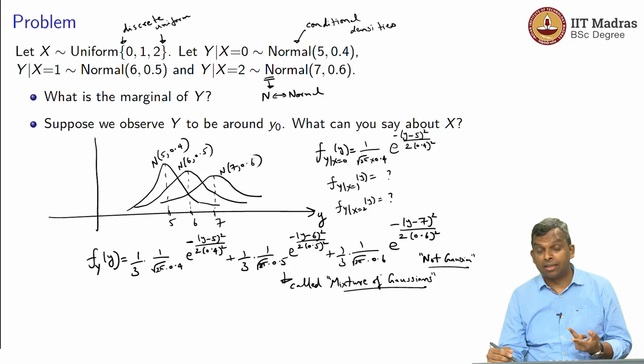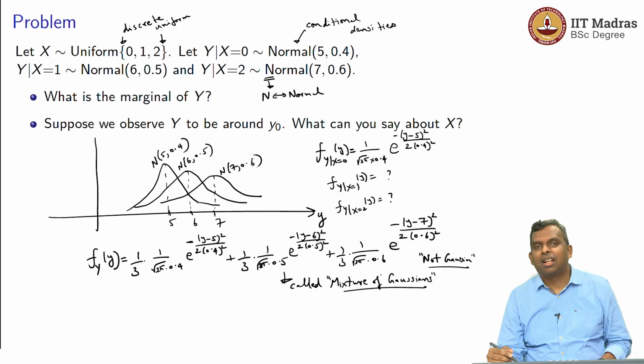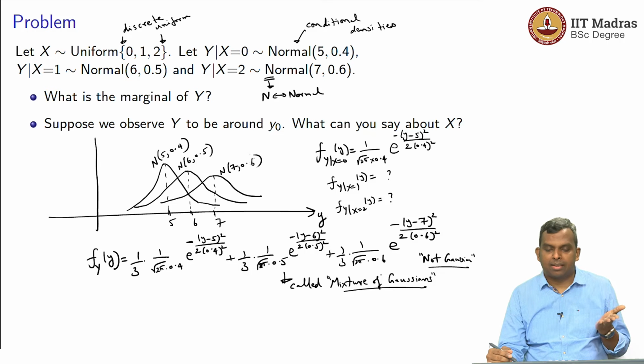What about the reverse? Okay, you observe a y. You observe that your capital Y is around y naught. Remember, this is continuous, so we're not trying to be precisely equal here. We're just around y naught, let's say. Okay, y is around y naught. What can we possibly say about x? That is the question of interest here.